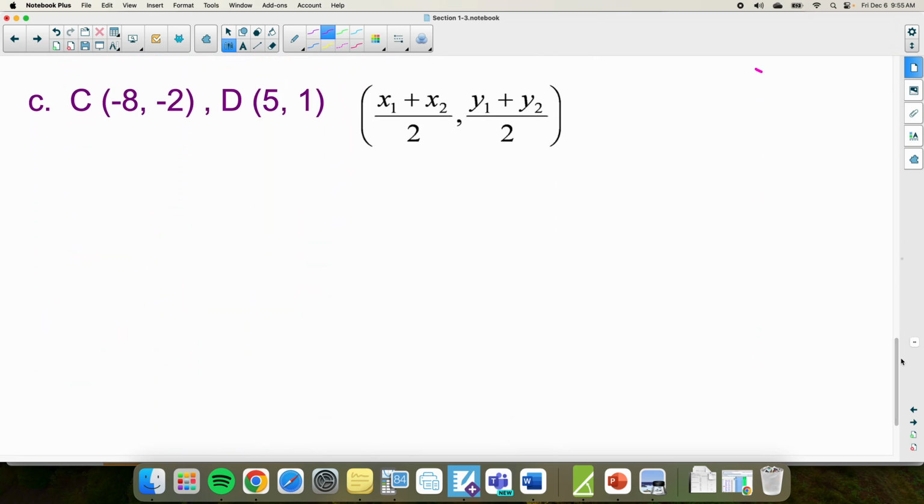Now if we look at C, same thing, this is all one big ordered pair. We're gonna add our two x's together.